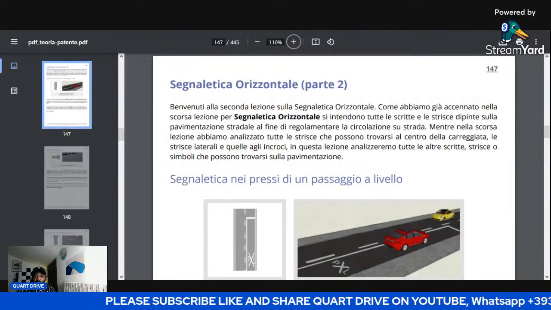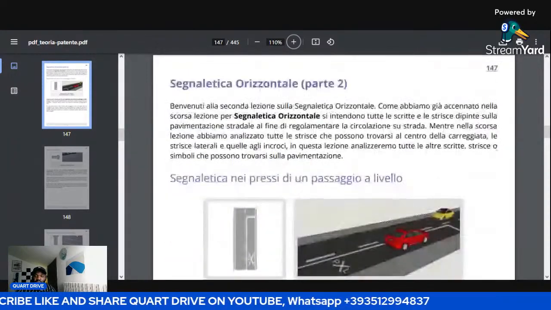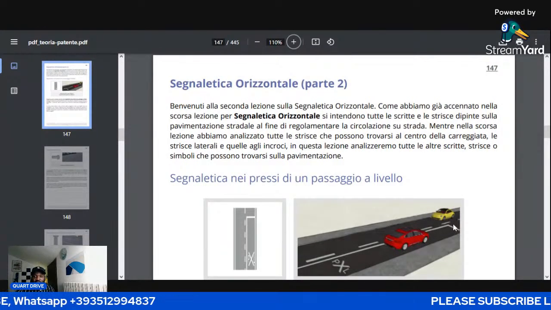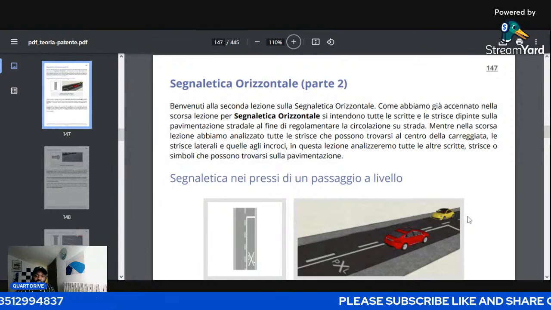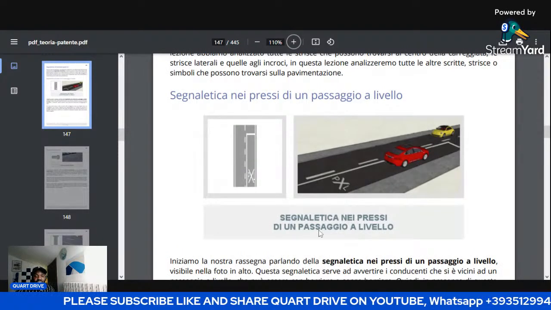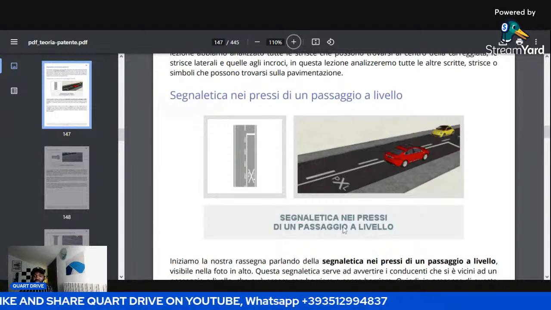But the red car cannot reselect again. That means the red car has to stay on this lane until the passaggio a livello opens for the red car to pass. And it says, segnale di presenza di un passaggio a livello. So this one is also segnale orizzontale.